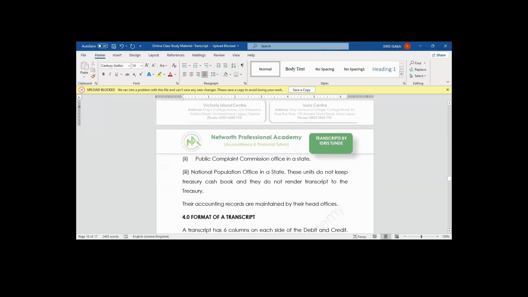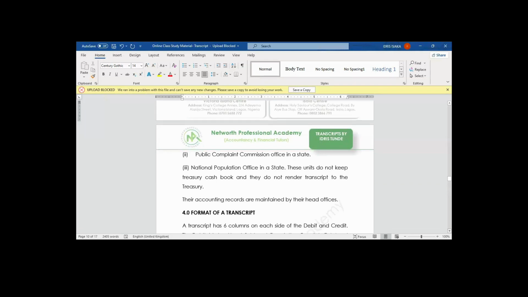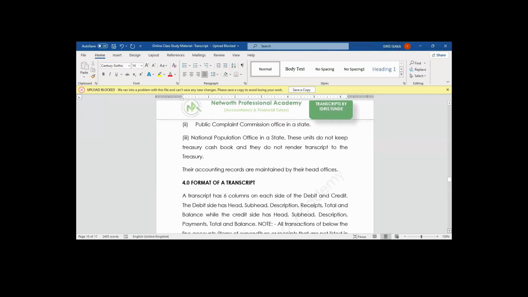What non-self-accounting units do, anytime they incur expenditure, that copy of the voucher that they use to incur expenditure, they will send it to their head office for posting. So that is a non-self-accounting unit.